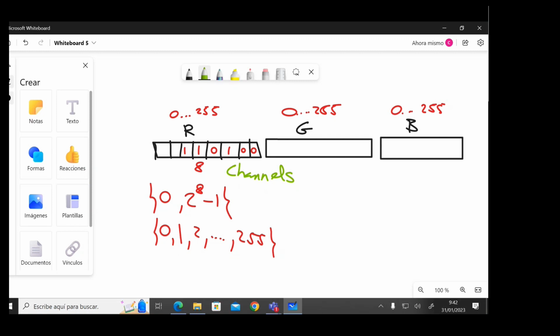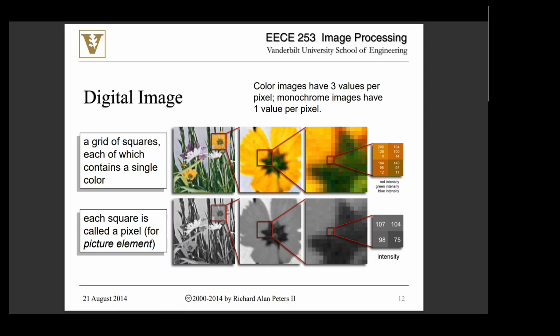Okay, so now we go to the slide presentation again. These are the numbers that we are representing in the RGB channels. So this color here is represented by 206, 128, and 9, then this is the next color, and so on.